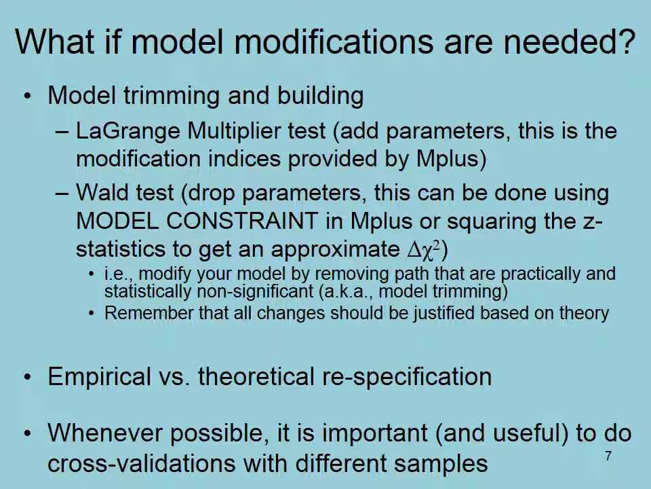Regardless of whether you add or remove paths from the model, it's important to always justify it based on empirical and theoretical specification. In other words, empirically, is it supported by the data? Should you really fix a path at 0 or estimate it? In fact, is that path non-zero? Whereas theoretical would be based on theory: should those paths be estimated or fixed at 0? More often than not, you hope your theory matches your statistics. Regardless, whenever possible, it's always important to do cross-validation. In other words, develop the model based on one sample of data and then test it on another.